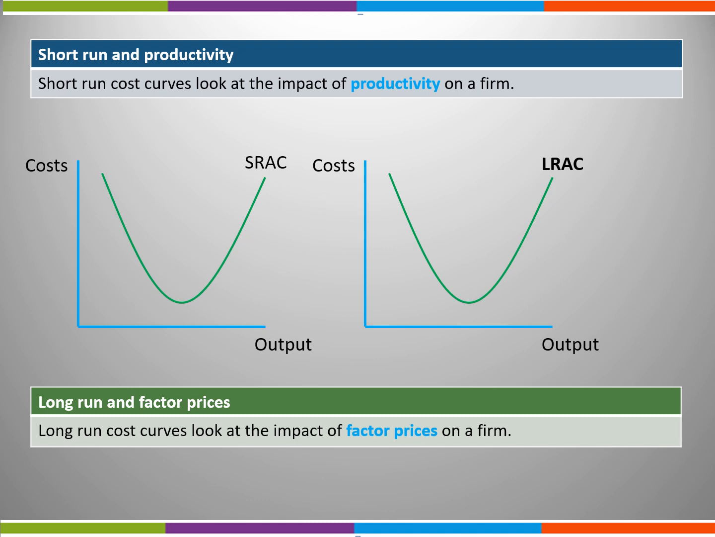Long-run cost curves look at the impact of factor prices on a firm. As the firm increases the scale of production, economies of scale lead to lower average cost per unit. And then, as diseconomies set in, average cost per unit rise.